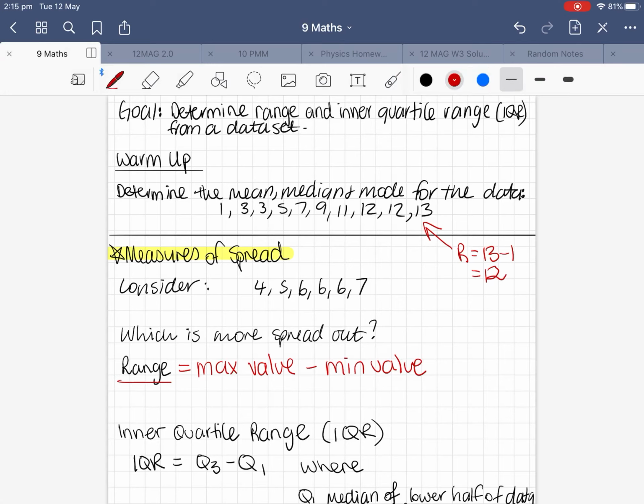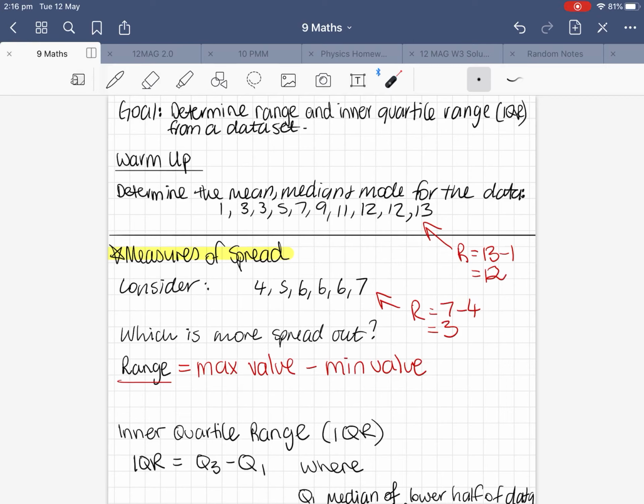This one here, for example, though, the range is much smaller. It's 7 minus 4, which means the range of this data set, even though it's got 6 values, only spans 3 total numbers, or 3 total integer values, which is pretty cool. So it's really easy to see which type of data is more spread out by simply looking at the range.